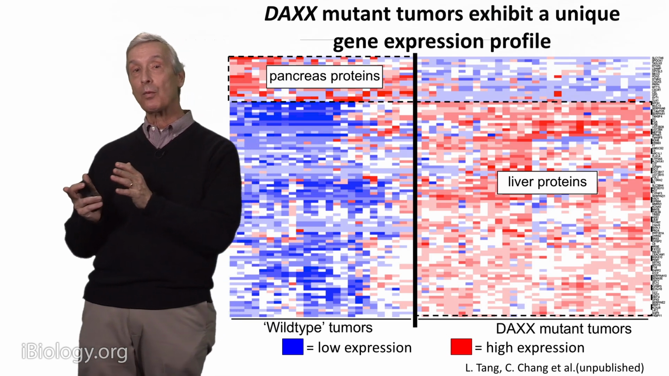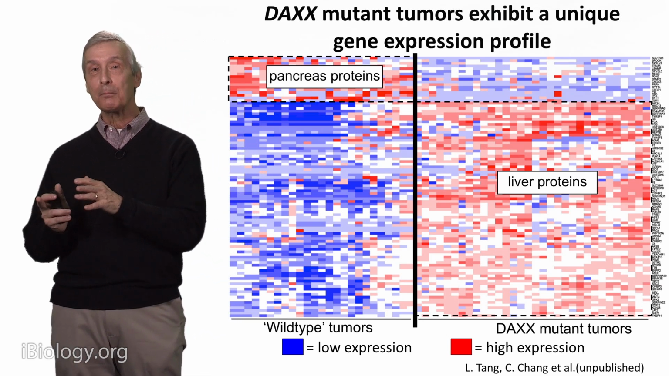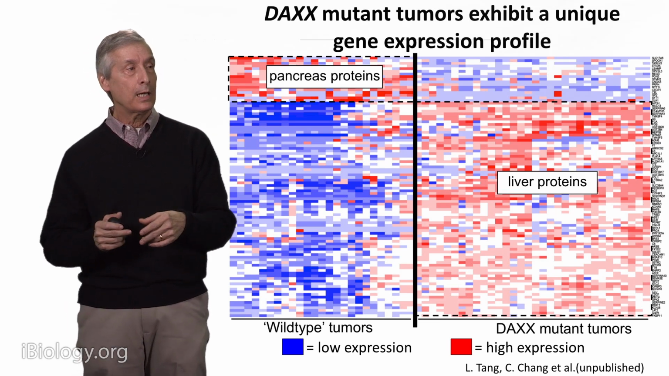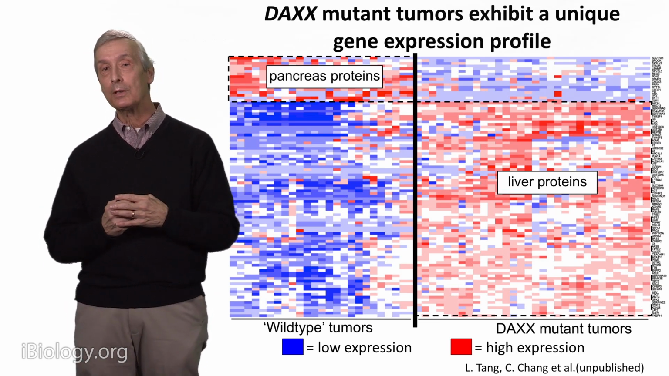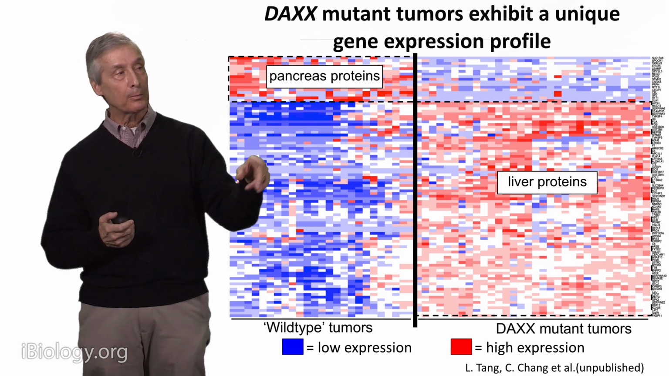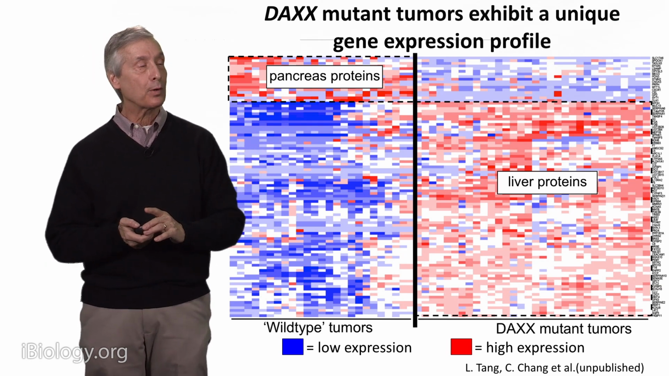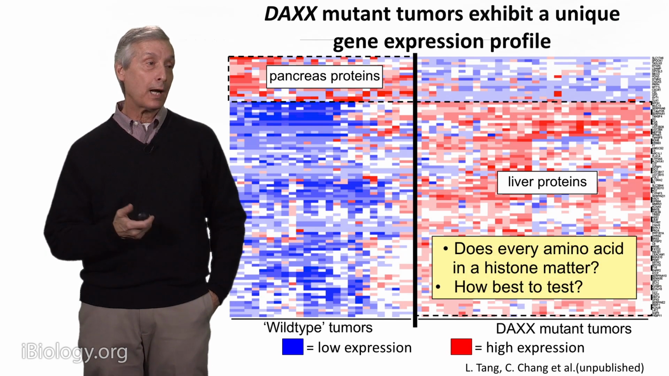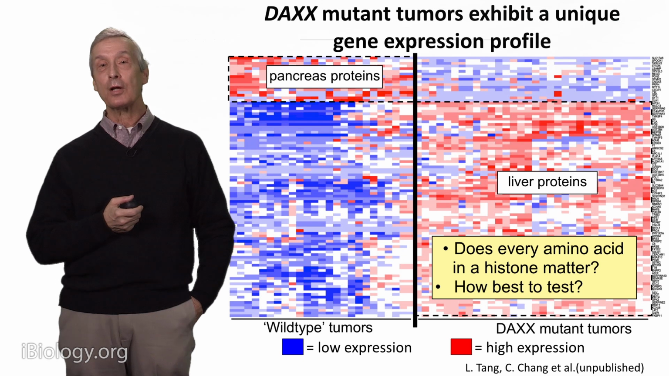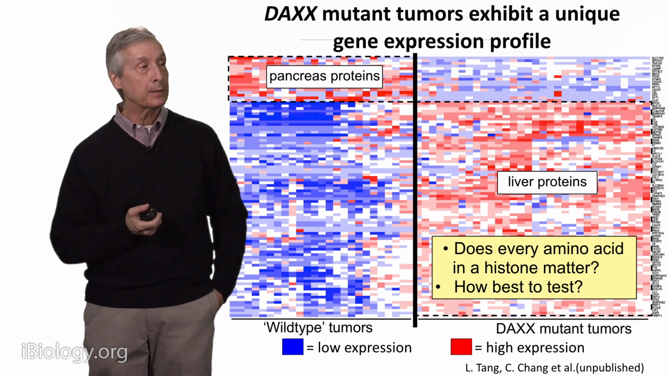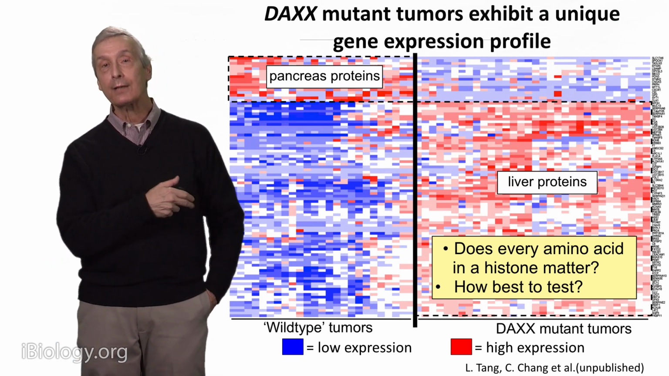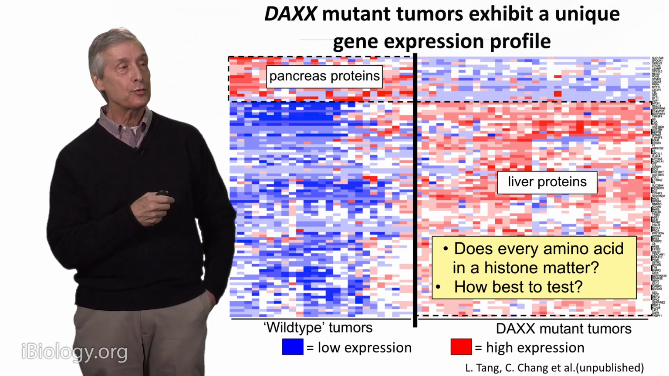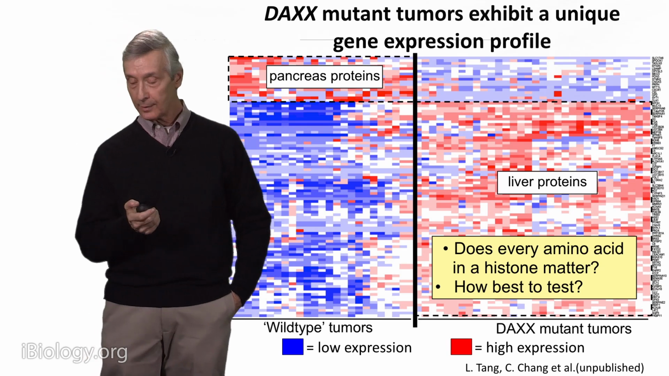So this is a case where something seemingly as unimportant, if you will, as a histone variant, a few amino acids different, has now been directly implicated in a human disease. And this is ongoing unpublished work in my laboratory and others with Laura Tang. Now, I've made fun of myself here, saying, does every amino acid matter? Maybe from this DAX example, you might be convinced that there really is something to that. But how would you really test that as a scientist?